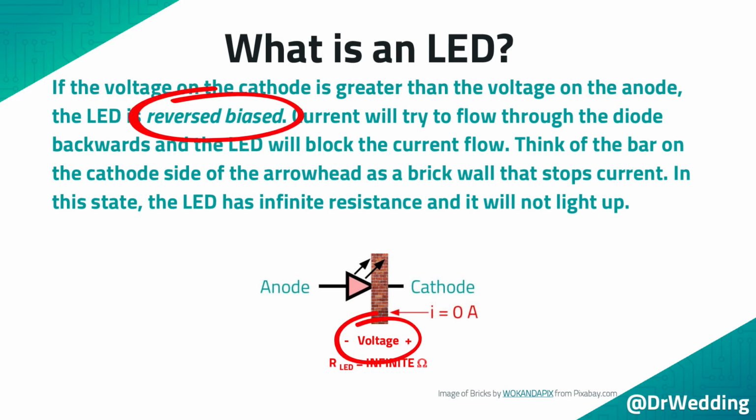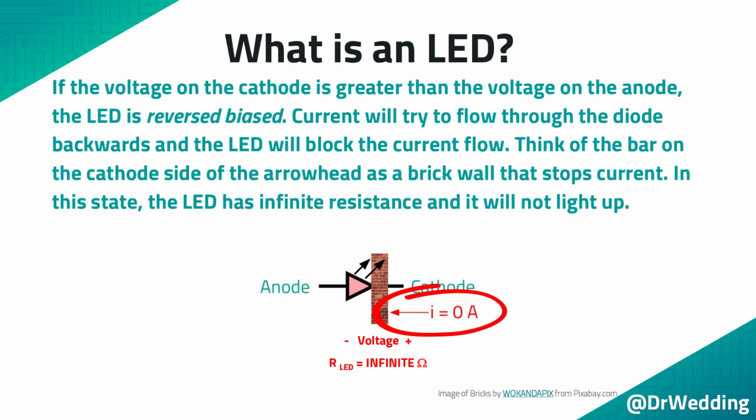If the voltage on the cathode is greater than the voltage on the anode, the LED is reverse biased. Current will try to flow through the diode backwards, and the LED will block the current flow. Think of the bar on the cathode side of the arrowhead as a brick wall that stops current. In this state, the LED has infinite resistance and it will not light up.